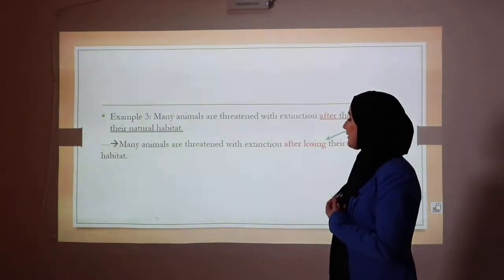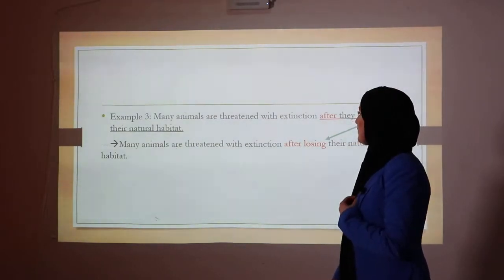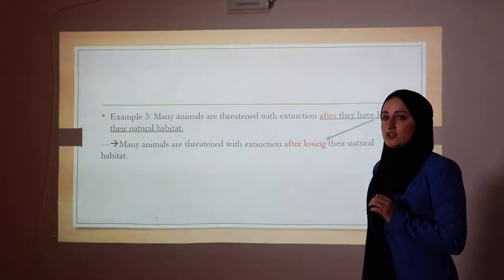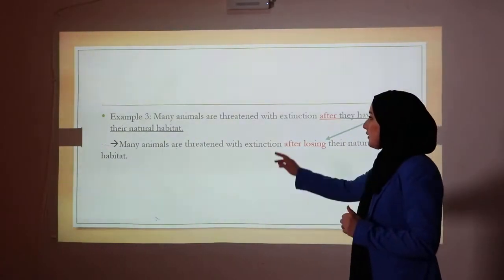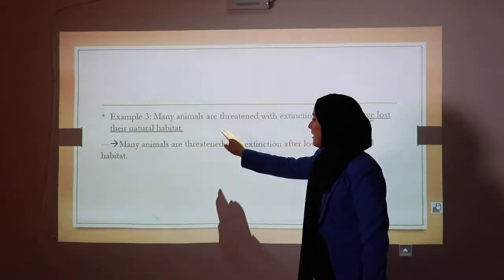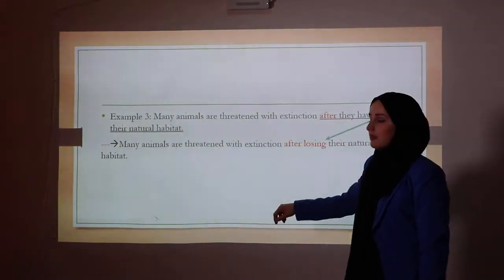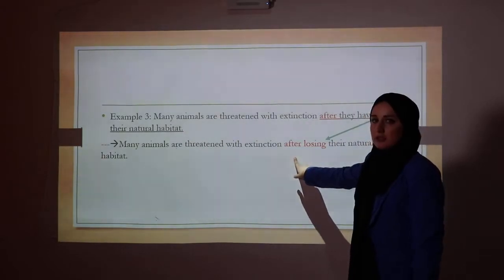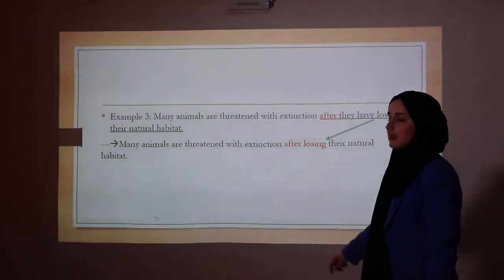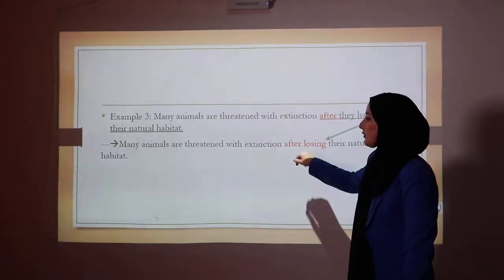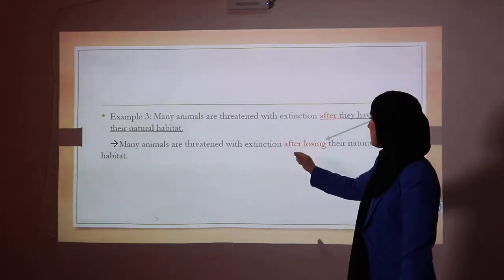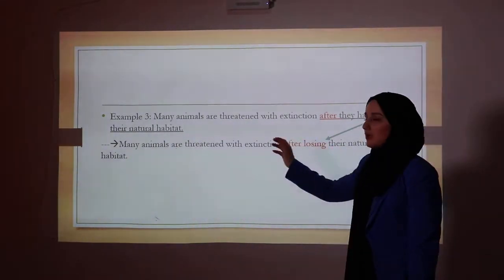One more example. Many animals are threatened with extinction after they have lost their natural habitat. You put the main clause in its place. Many animals are threatened with extinction. Then you put after and get rid of the subject they. Put the verb in the ing form, losing. So it becomes many animals are threatened with extinction after losing their natural habitat.